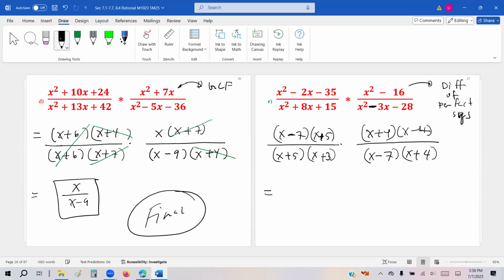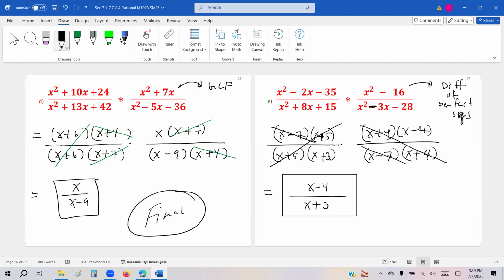Now, who would like to cancel? Maria. X minus 7, X minus 7. And then X plus 5. On the top we have X plus 5, X plus 5, X plus 5. And then X plus 4, X plus 4, and then you're left with X minus 4. X minus 4 over X plus 3.